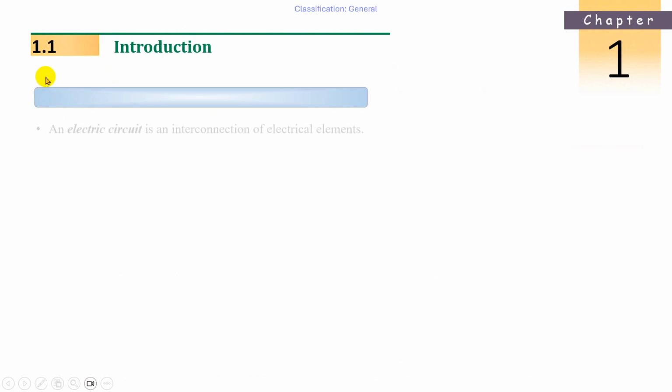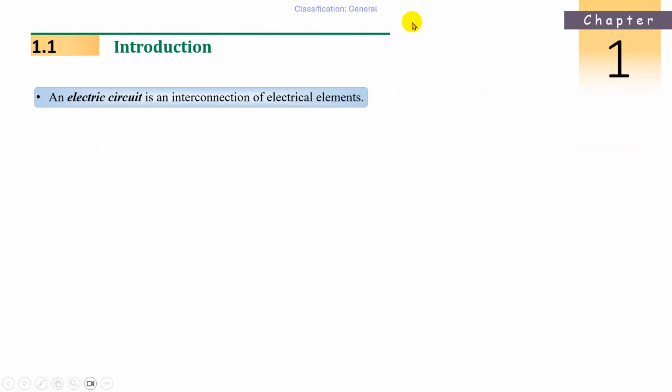So what is an electrical circuit? An electrical circuit is an interconnection of electrical elements. We'll study the elements in future classes. You already know what a resistor is, what a wire is, and a capacitor, inductor, battery, power source. These are all called elements. The interconnection, the joining of connections, is called the electrical circuit.